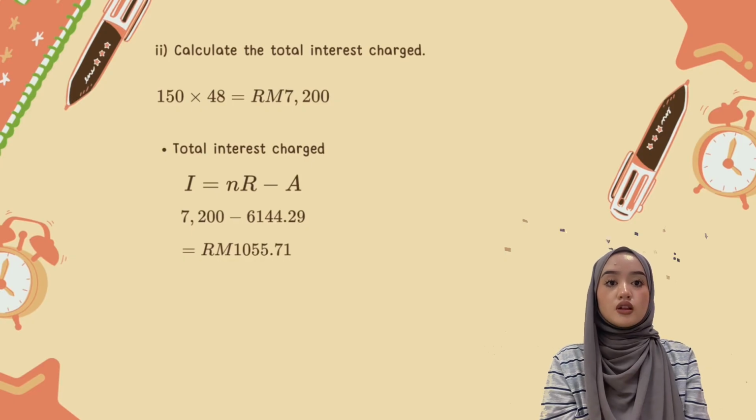Question 2. Calculate the total interest charge. 150 multiply 48 equals 7,200 ringgit. After that, we need to find the total interest charge with the formula I equals N multiply R minus A. 7,200 ringgit minus 6,144.29 ringgit equals 1,055.71 ringgit.